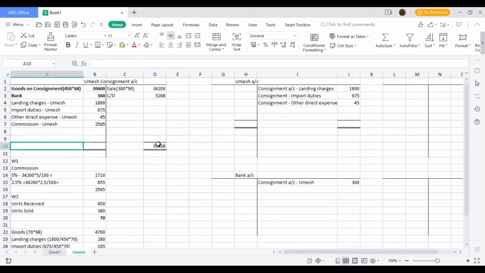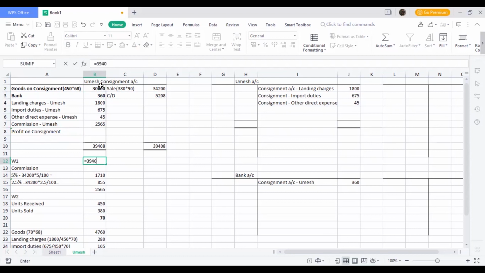And on the other side I will write the same value, because I think the debit side is higher than the credit side. Let me check the credit side value. You can see here it is 36,045. So I can take the profit on consignment easily. I get 39,408 minus how much is this? This amount.